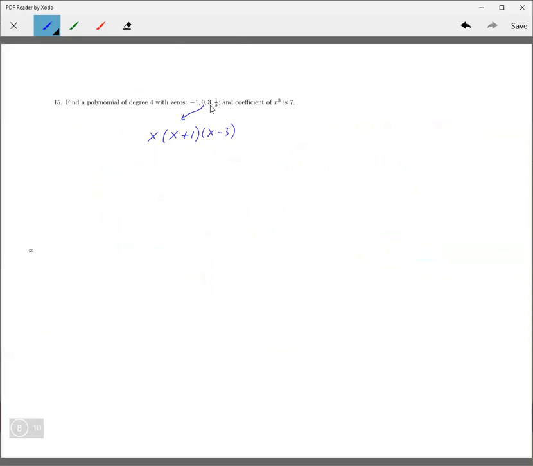Now this one right here, this 1/3, the easiest thing to do for that one, because you could put x minus a third, but then you have fractions. So the easiest thing though is 3x minus 1 will do it. And then put a constant out here on the front, okay? Now you want the coefficient of x cubed to be 7.